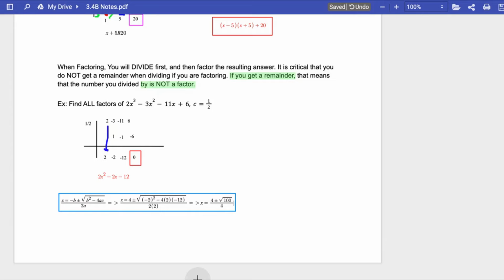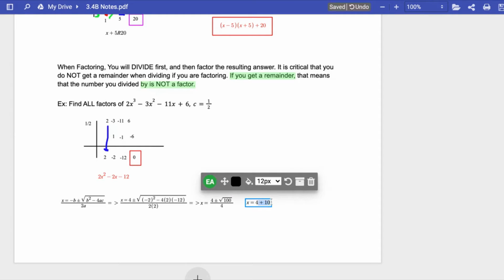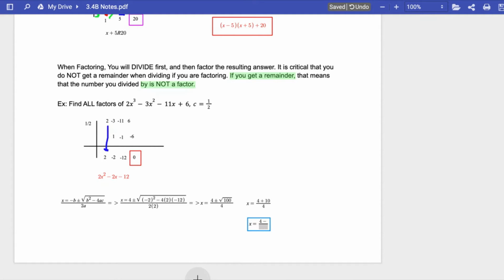So then now I'm going to simplify that. So then really I'm breaking this up into the two problems of x equals, and then I'm going to have 4 plus the square root of 100, which is 10. So it's 4 plus 10 over 4. And then I also remember have the opposite answer, x is equal to 4 minus 10 over 4.